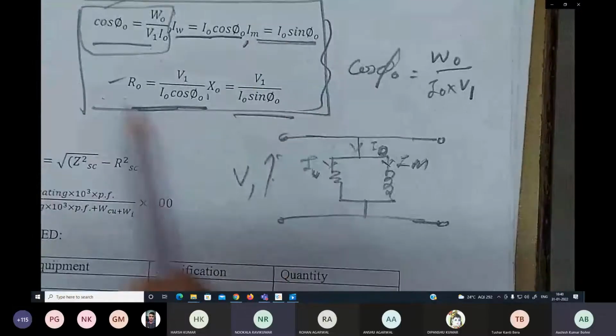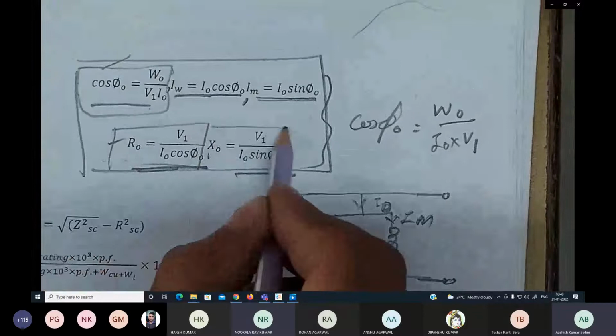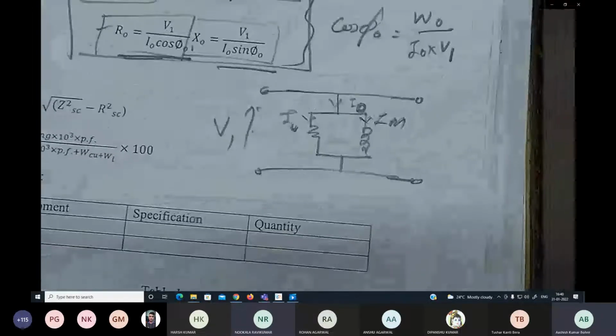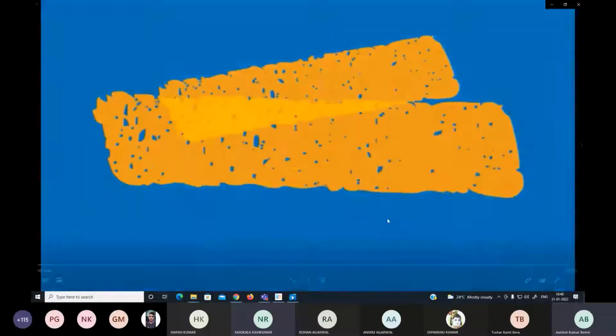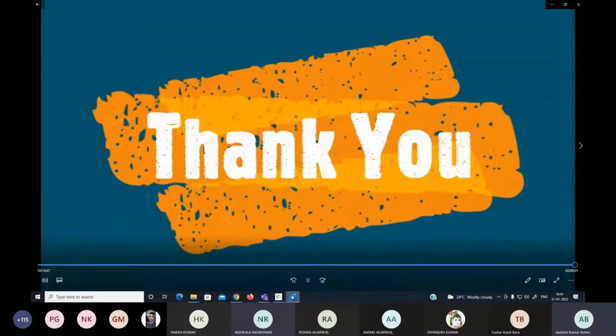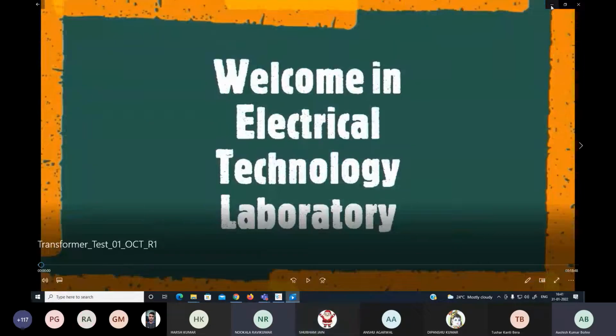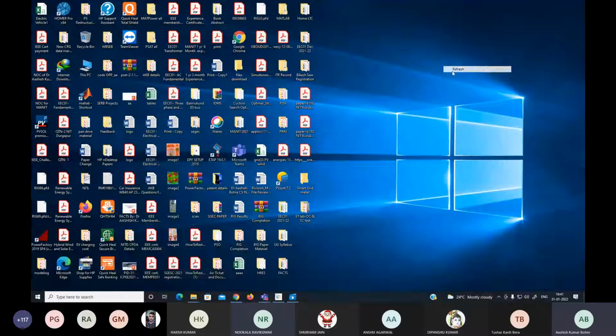After finding this, we have to also calculate the R0 value and X0 value by putting in these values. In this particular case, all quantities are known. V1 equals 55 volt. We have noted down the reading. So V1 equals 55 and V2 equals 230.